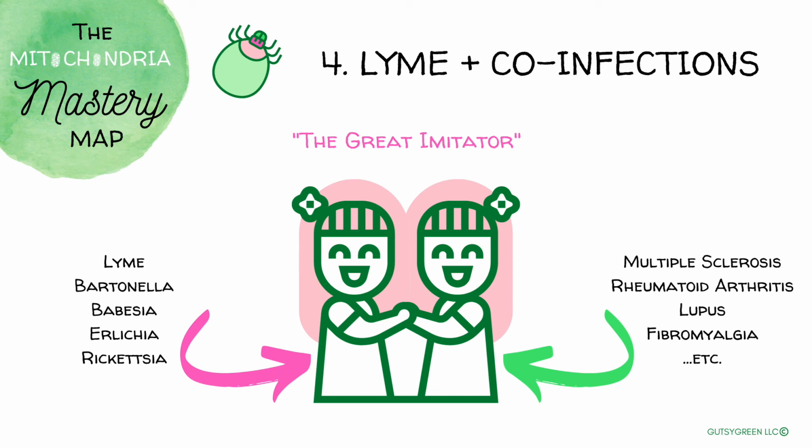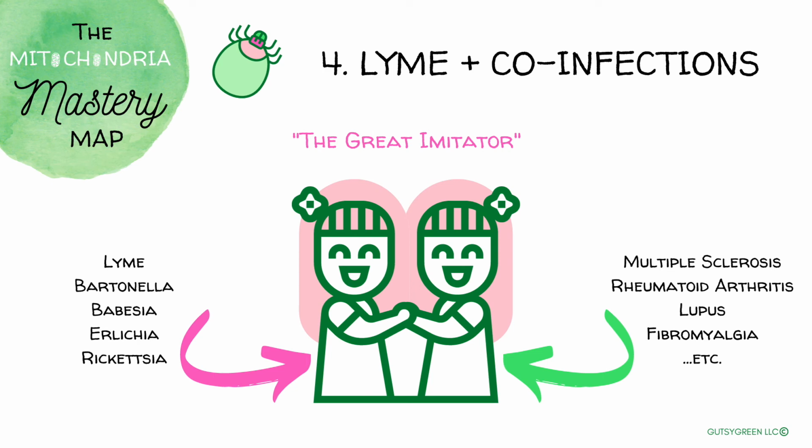So Lyme, its co-infections, and other pathogenic bacteria are everywhere. Yet Lyme often goes undiagnosed due to its reputation as the great imitator, working to mimic other diseases. So due to this, it's estimated that only about half of the people who have Lyme are actually diagnosed. And Lyme has over 150 different symptoms that are associated with it and can vary how it presents from person to person.